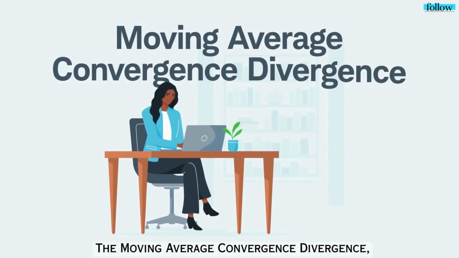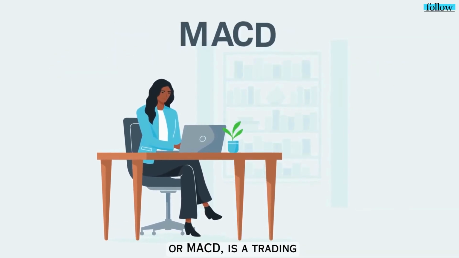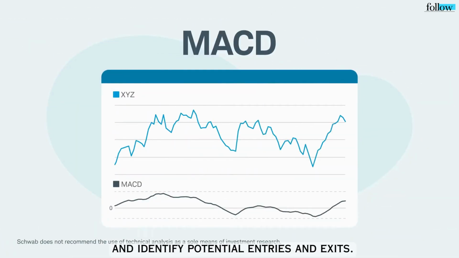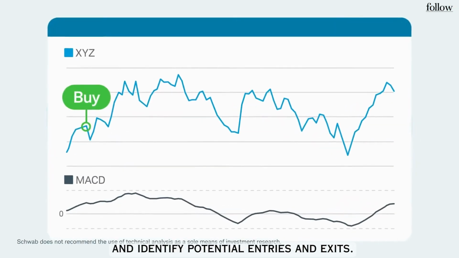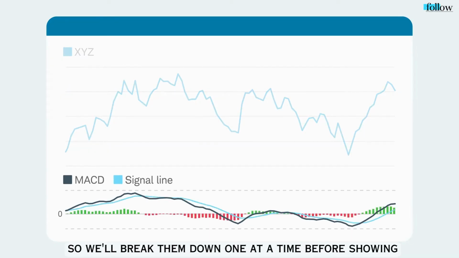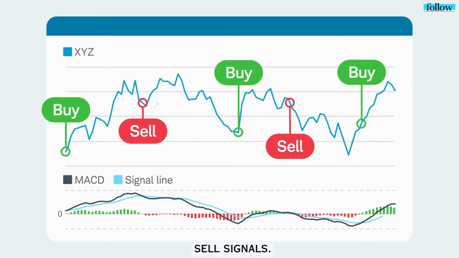The Moving Average Convergence Divergence, or MACD, is a trading indicator which can help measure a stock's momentum and identify potential entries and exits. The MACD is a lower indicator, meaning it usually appears as a separate chart below a stock chart. It has multiple components, so we'll break them down one at a time before showing how they can be used together to determine buy and sell signals.